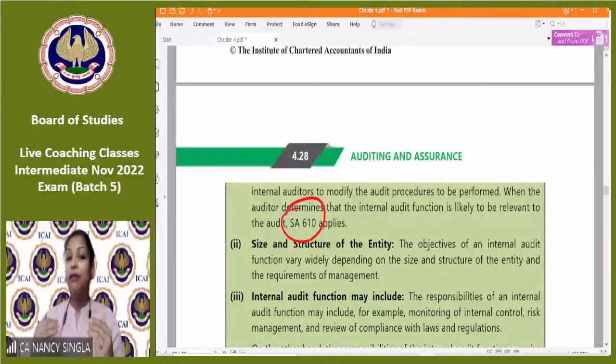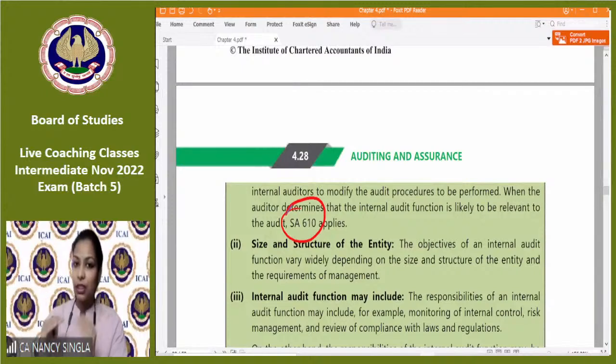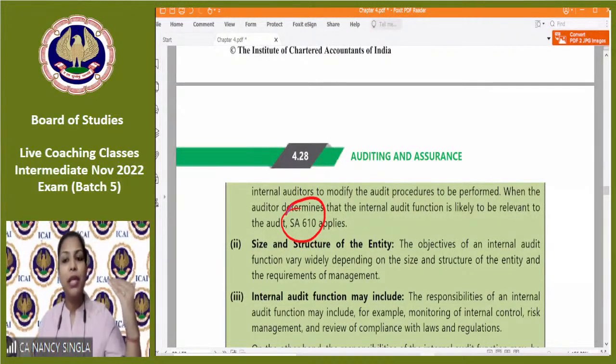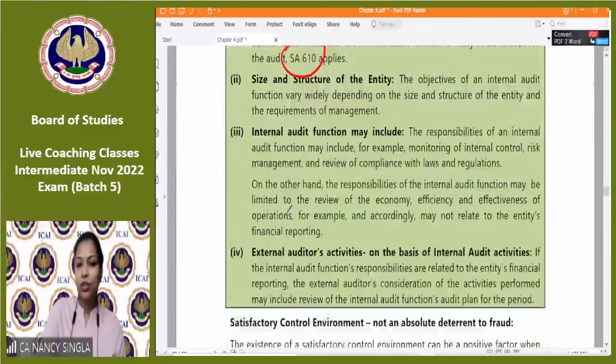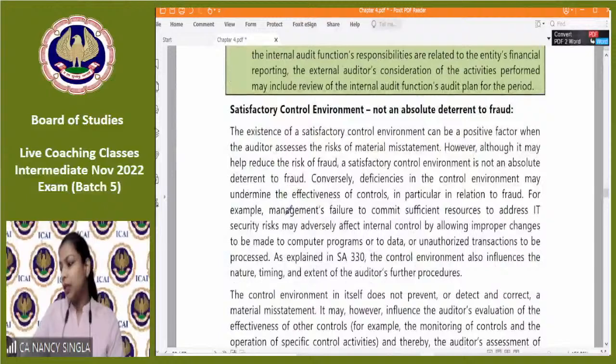So that is why we are studying this concept with monitoring of control. Why? Because if the class of companies is such that the company is required to have an internal audit department, then the internal audit department also monitors the internal control. So the auditor may use the work of the internal auditor in terms of SA 610. I hope this concept of internal audit function and monitoring of control is clear to all of you. Quickly tell me.